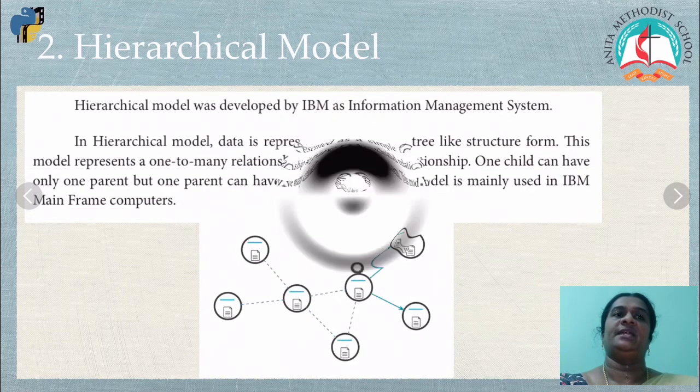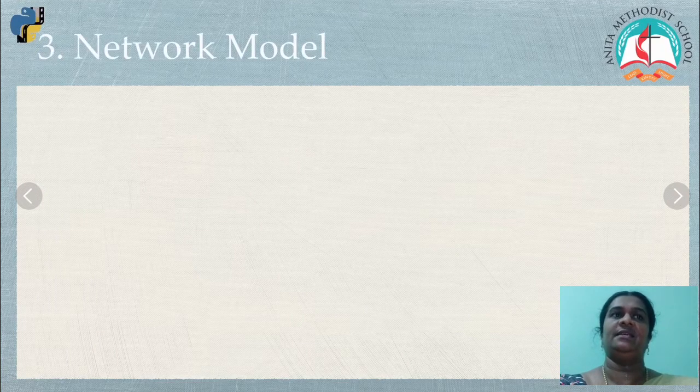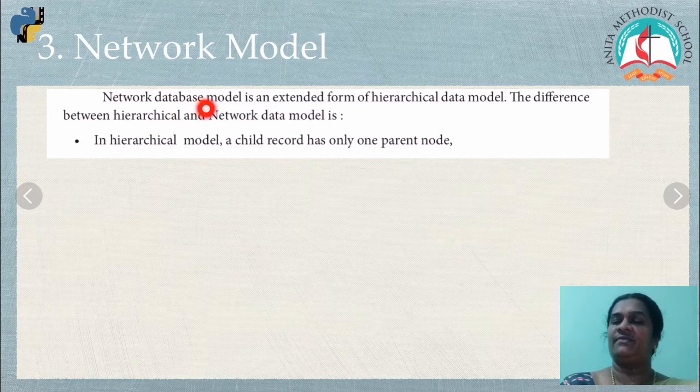Okay, next we are getting into the third one. What's the third one I told you? Correct, the network model. What is network model? Network database is an extension from the hierarchical model. The difference between hierarchical and network data model is, see, there are three differences. In hierarchical model, a child record has only one parent node.